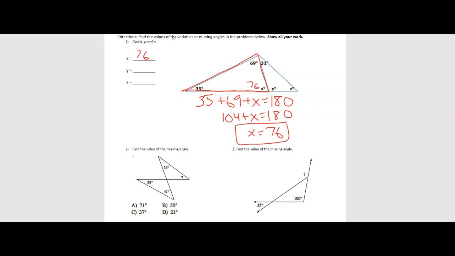Once I find x, I can either then find y or z. I'll just go with y. We'll work our way across. Y and x form what we call a linear pair. So we've got 76 plus y is equal to 180. That means y is equal to 104.